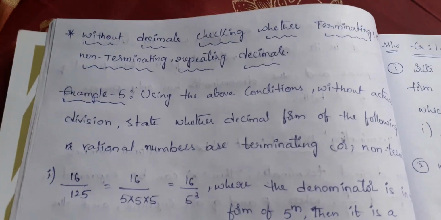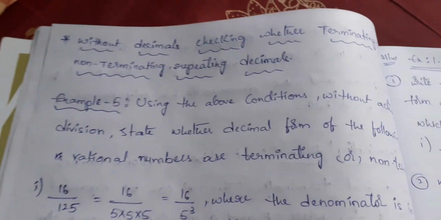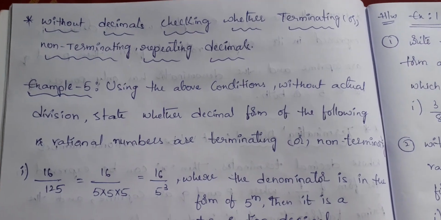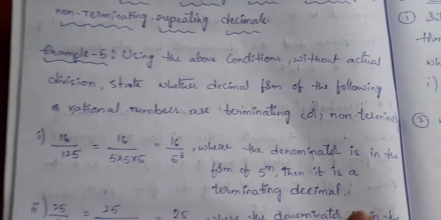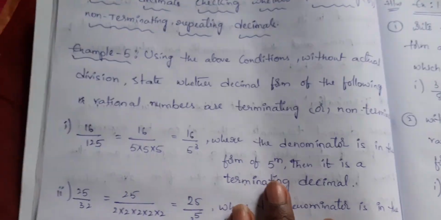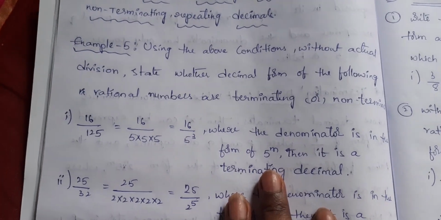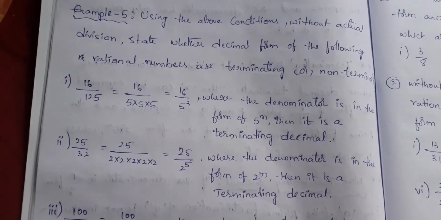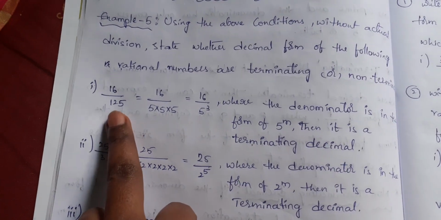Next, without decimals. Before, in the example, we explained with decimal values, checking whether it is terminating or non-terminating. Now we are going to check without decimal values. We have to check whether the given value is terminating or non-terminating. See example 5. With the help of example 5 I am explaining the topic. Using the above conditions without actual division, state whether the decimal forms of the following rational numbers are terminating or non-terminating. So the first one, 16 by 125.